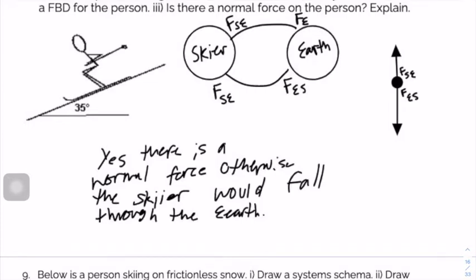Okay, I like this logic. Otherwise, the skier would fall through the earth. That's what a normal force does, it prevents us from falling through things. So even though he doesn't say two objects are touching, I'm actually okay with that.